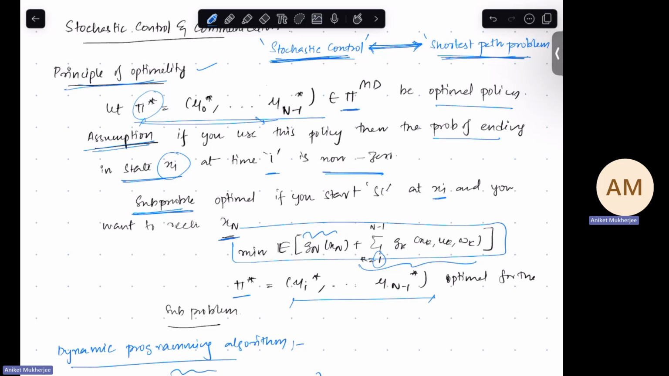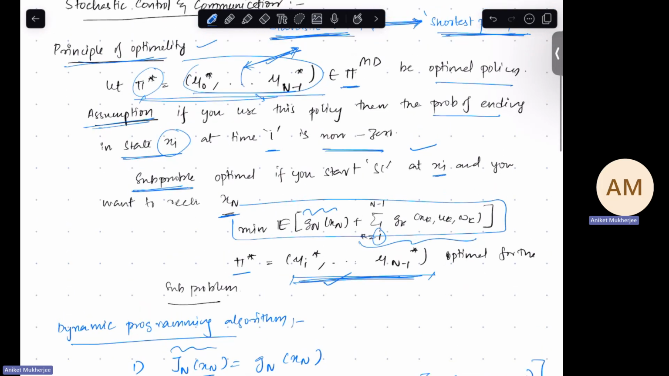So if you know that this is your optimal policy, then for the sub-problem of starting from the middle, your optimal policy will be the truncated version of this optimal policy. If this is not true, then this will not be your optimal policy. Then from state i you can generate a new policy, with a new vector of functions mu i to mu n minus 1, which optimizes this and gives you a lesser cost than this optimal policy. That is intuitively seen here.